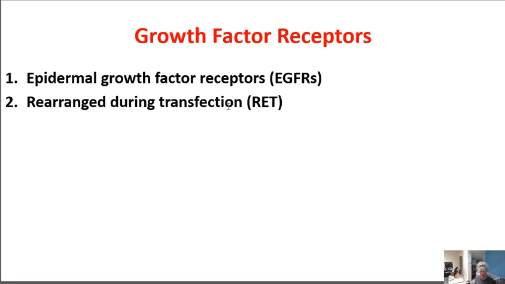So growth factor receptors. Here's your epidermal growth factor receptor. And this is rearranged during transfection, which is your RET proto-oncogene, which is implicated in multiple endocrine neoplasia type 2, which can cause medullary thyroid cancer, pheochromocytoma, marfanoid habitus, and type B is your medullary thyroid cancer, your pheochromocytoma, and I believe it's your hypoparathyroidism. But these are mutated growth factors.